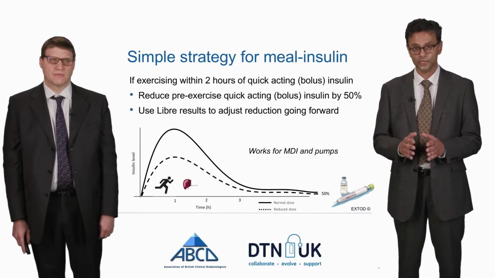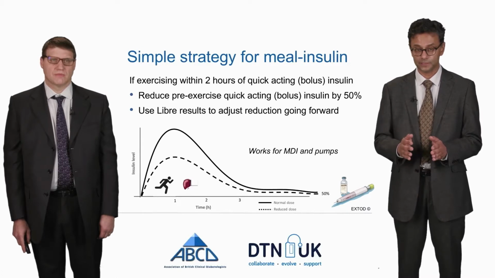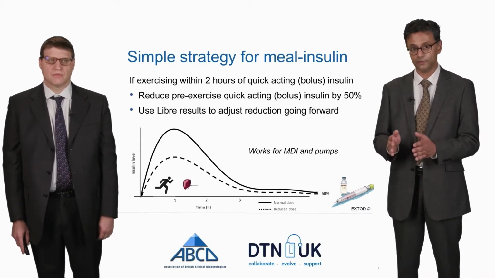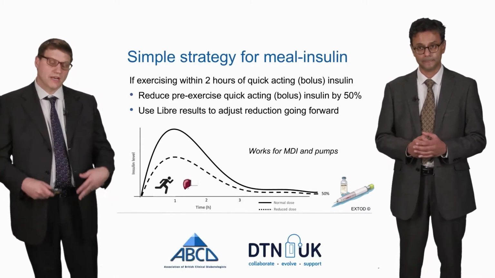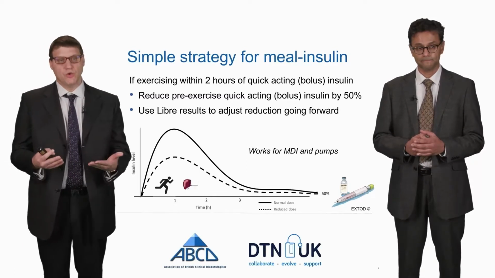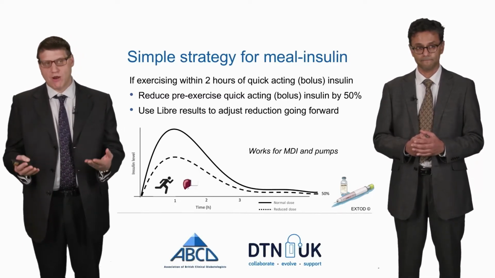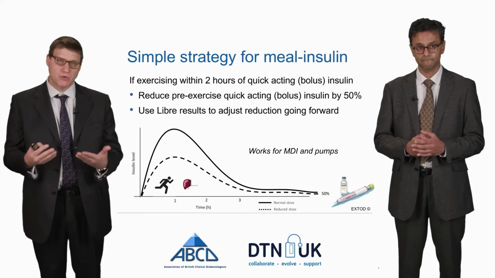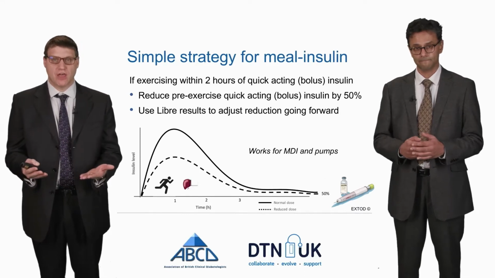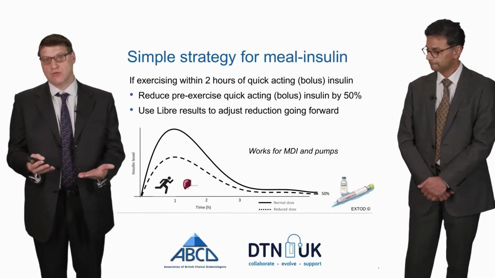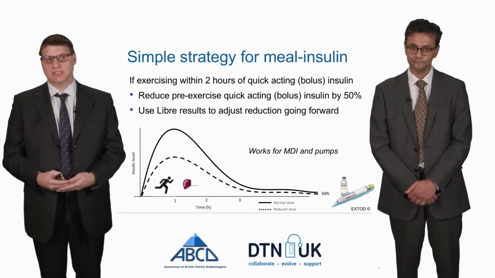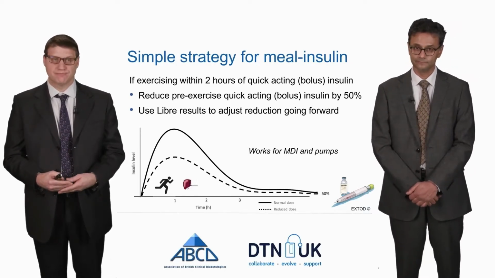And this principle works, of course, for people who are on pumps, as well as for people on MDI with their bolus insulin. An example of that is, say that you knew that you were going to exercise within an hour after having your lunch, and normally you would take 6 units of insulin for that lunch, then you would take 3 units and then go and exercise after your lunch.